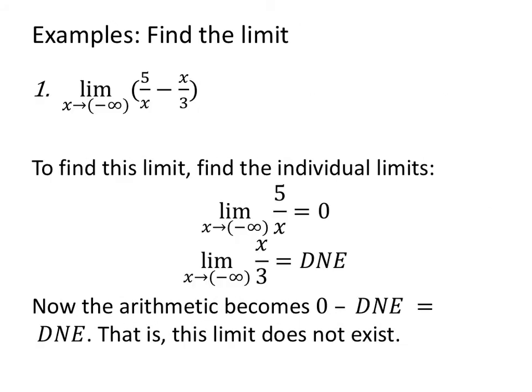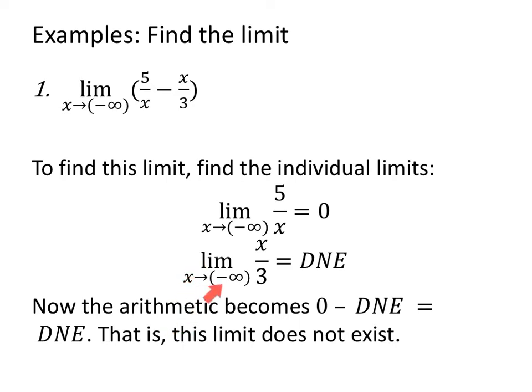So let's look at an example. The limit as x approaches negative infinity of 5 over x minus x over 3. We're going to find the individual limits. The limit as x approaches negative infinity of 5 over x, a constant divided by a number getting super tiny. Well, if I have 5 M&Ms and negative 300,000 people want them, ignore the negative for now. Everybody gets essentially 0, nothing. You might get to smell the M&Ms, but that's about it.